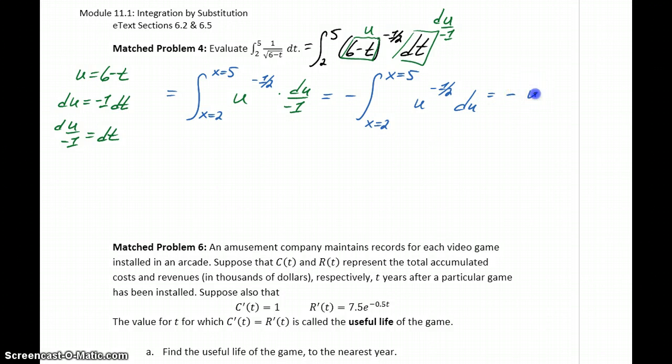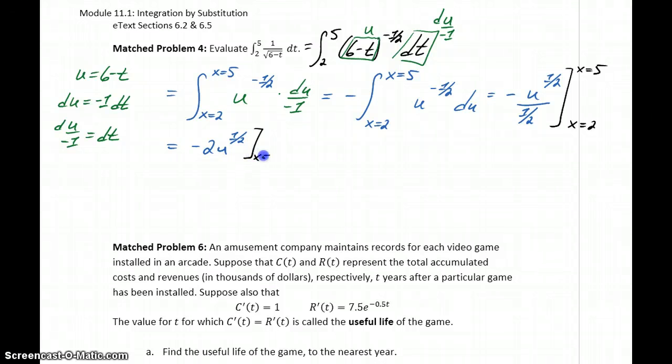So that will be negative u to the 1/2 over 1/2 plus some constant c, but again with definite integrals, those will always cancel out. Evaluated from 2 to 5, or negative 2 u to the 1/2, evaluated from 2 to 5. So we still need to replace u now with that original expression.